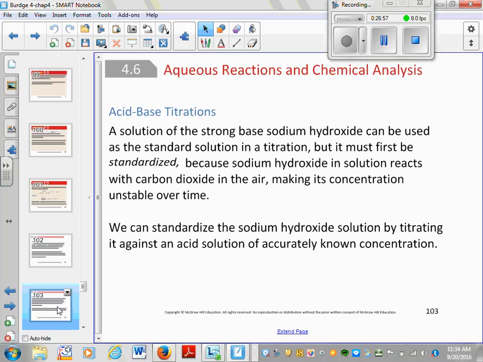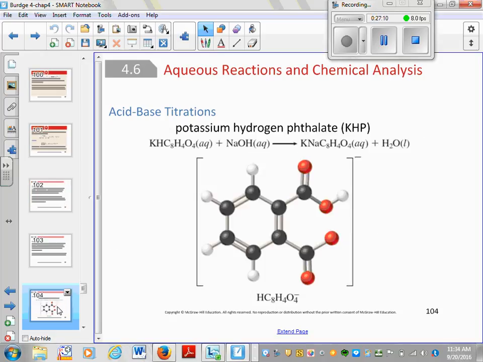So we're going to titrate it against an acid solution of accurately known concentration. What they normally use is this compound called potassium hydrogen phthalate. There's this picture. It has one ionizable hydrogen, a little white ball there attached to the oxygen. So it reacts with sodium hydroxide. It is a solid.